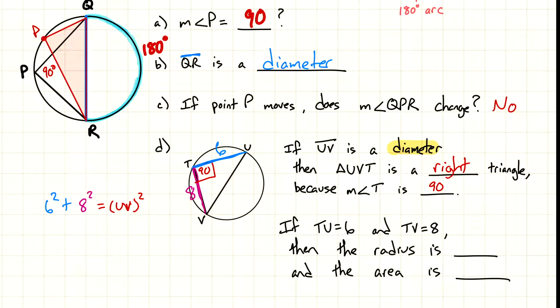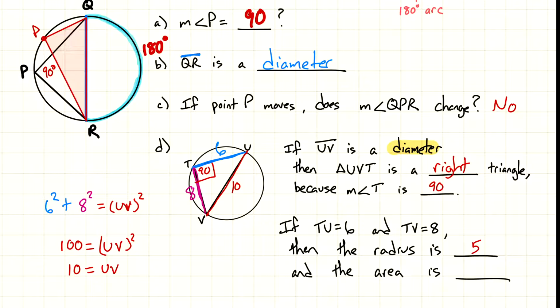All right, let's see if you got this correct. If you calculated this correctly, you should end up with 100 equals 2 UV squared, which means UV has to equal 10. So that means this whole distance here is 10. Question now to you is, what is the radius? What is half of this measurement? Well, if the diameter is twice as big as the radius, then that must mean that our radius is going to be 5.